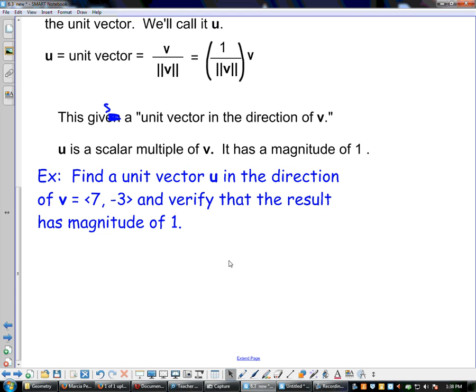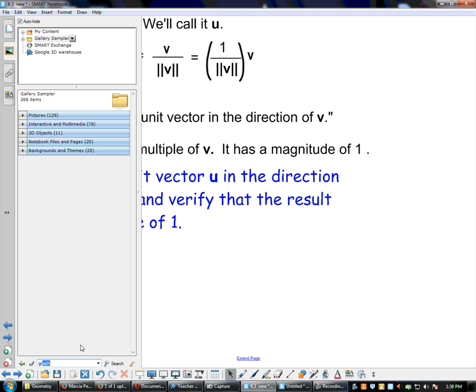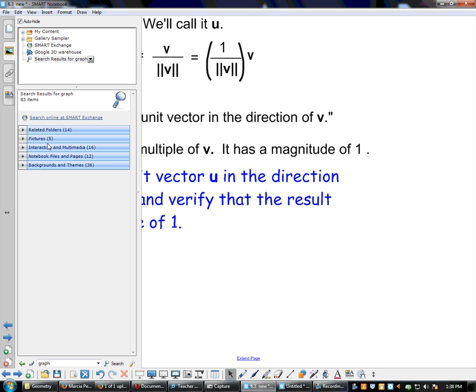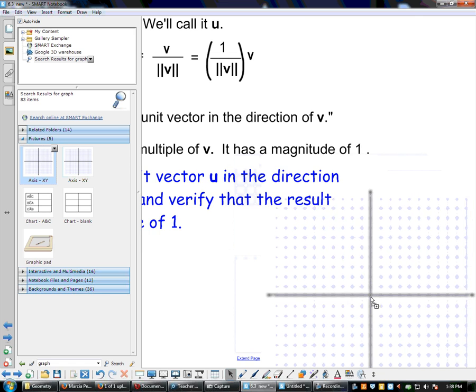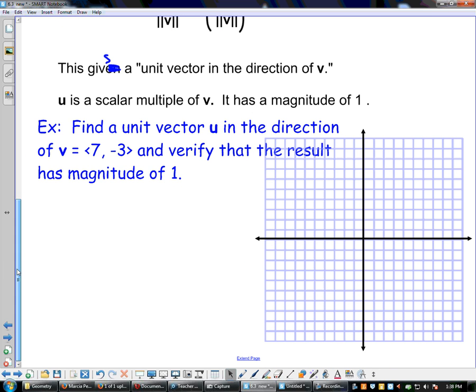All right, so in order to do this, let's get a visual of what we're trying to do here. We are given vector v, which is the vector 7, -3, which would put us right here. So here's vector v, boldface v. And we want a unit vector that's heading in that same direction. So I'm looking for a vector that has only a length of 1, but is going in that same direction. And we're going to call that vector u, boldface u.